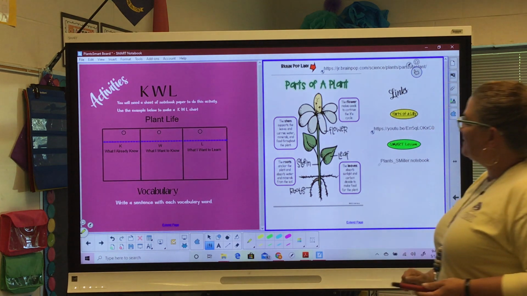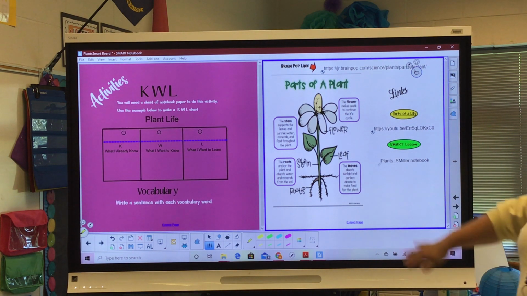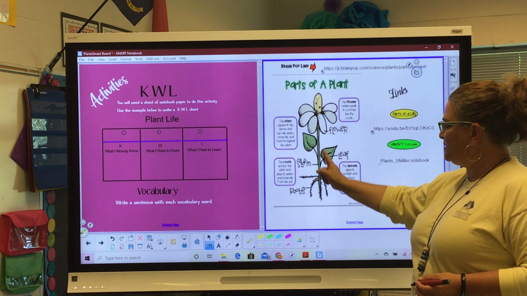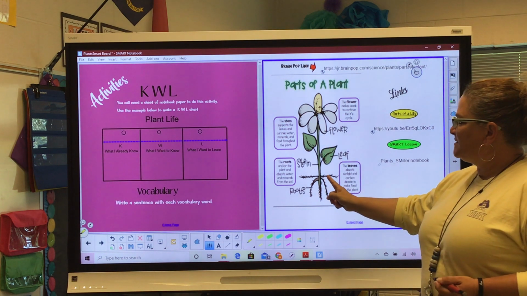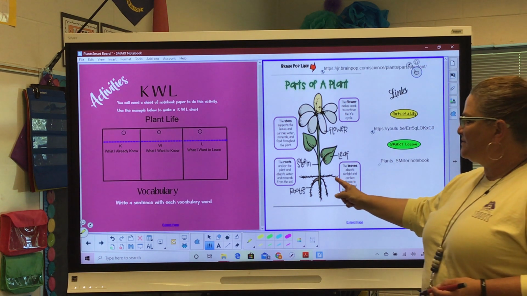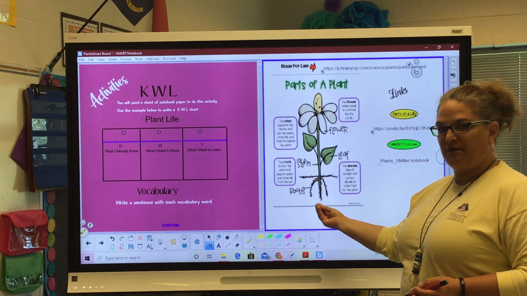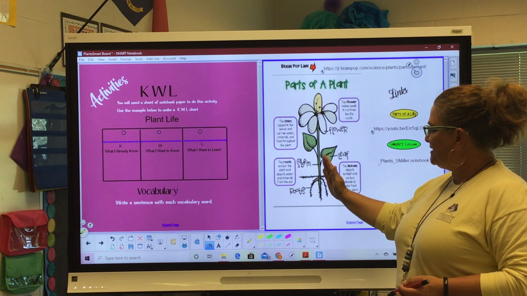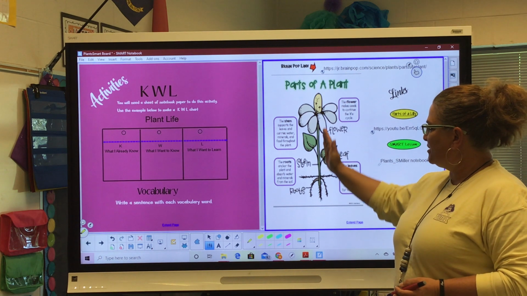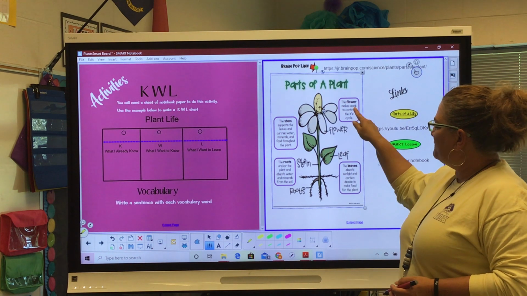Alright, so that tells us the different parts of a plant, and here they are. You have the stem, which is the long green thing in the middle. It supports the leaf and carries water and minerals through the parts of the plant. So the minerals and the water come up through the roots, and the stem carries them to the different parts of the plant, okay?